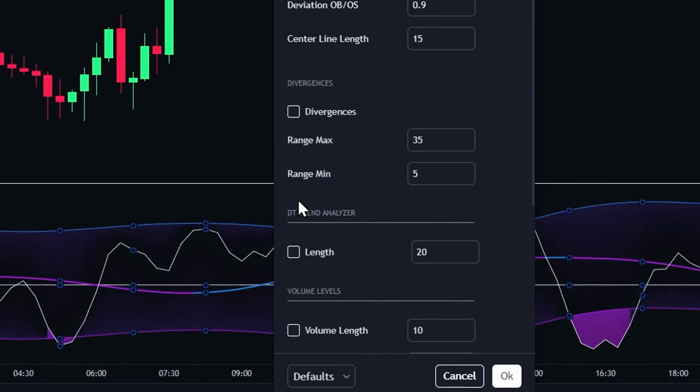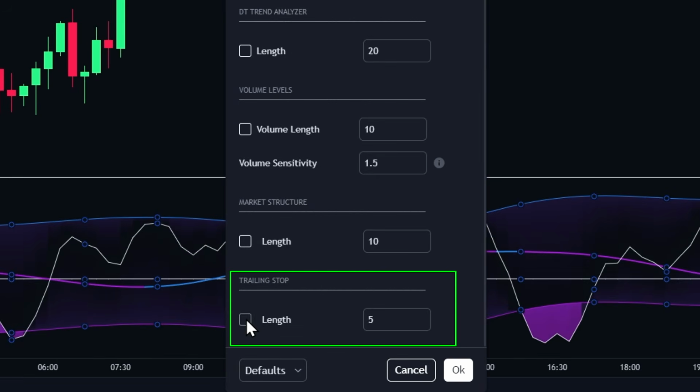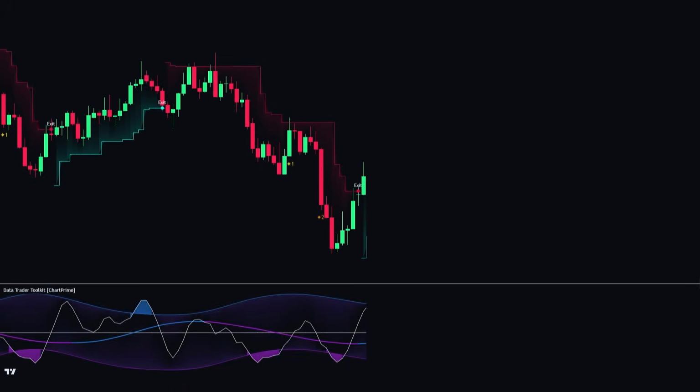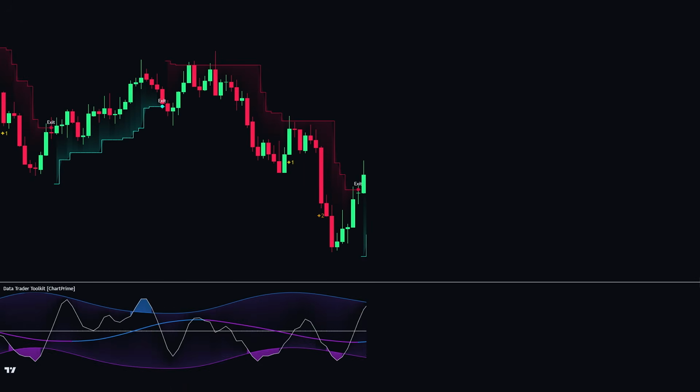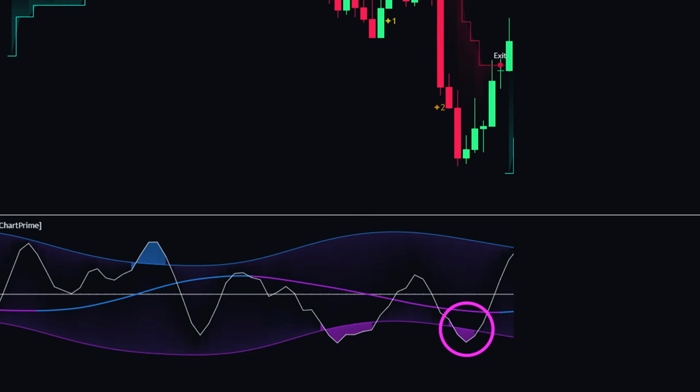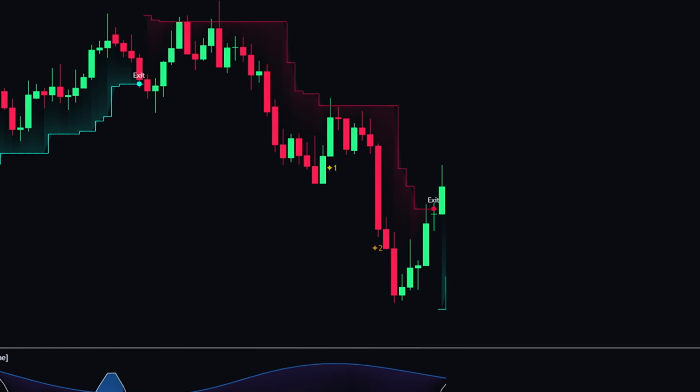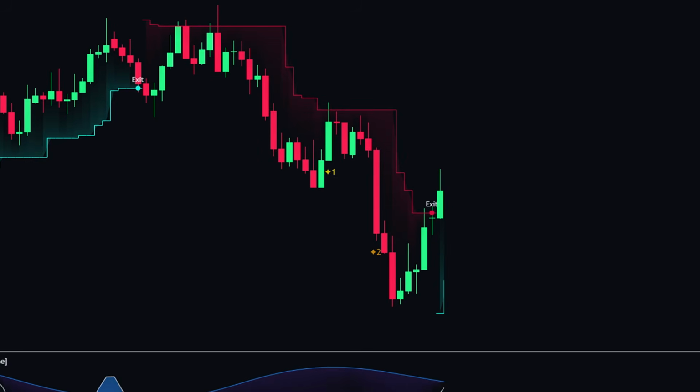First, go to the indicator settings and make sure that the trailing stop indicator is activated. Now, wait for a valid entry signal from the DT oscillator. In this example, the DT oscillator crosses below the lower bands, crosses back inside, and the center line turns blue. Once this happens, you look at the trailing stop indicator and wait for it to turn blue as well.